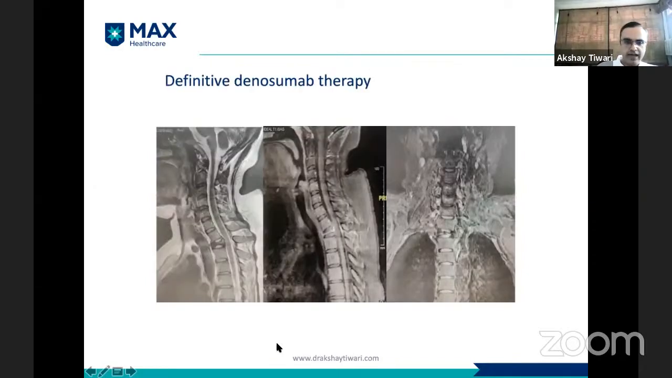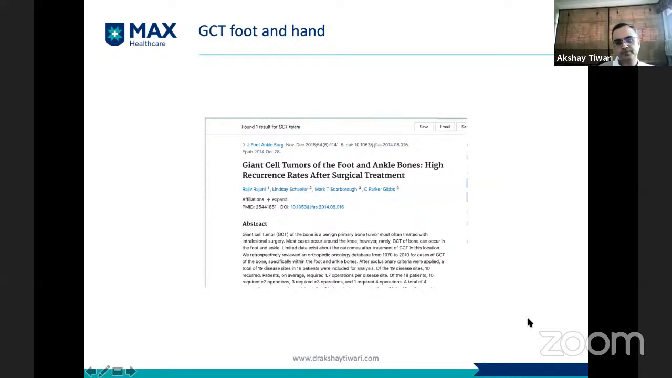But you'll have one-off patients like this who chose to have definitive denosumab therapy. She has been on denosumab treatment for almost a year now and is doing quite well, although the MR suggests that there is a significant collapse of the T1 vertebra, but the patient is fine and has refused surgery.